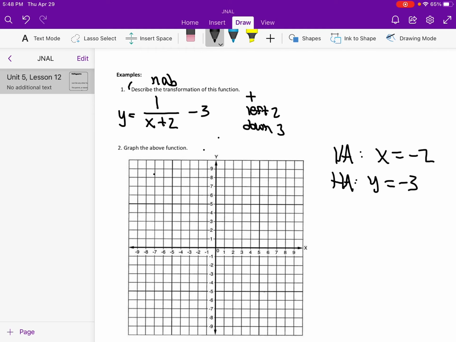So that's all we know. So let's go ahead and put these asymptotes on here. So here's one. And then here's one also. Okay, that's not very good dotted lines. Sorry.